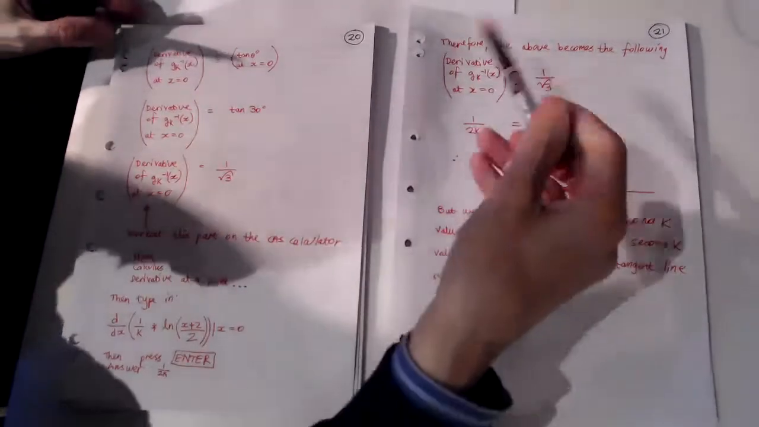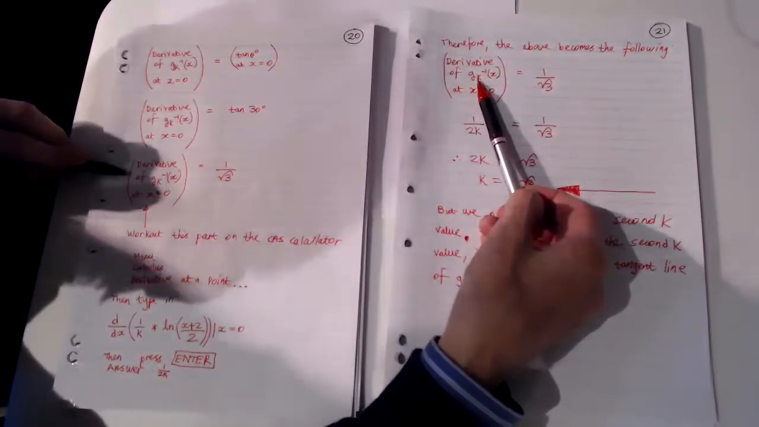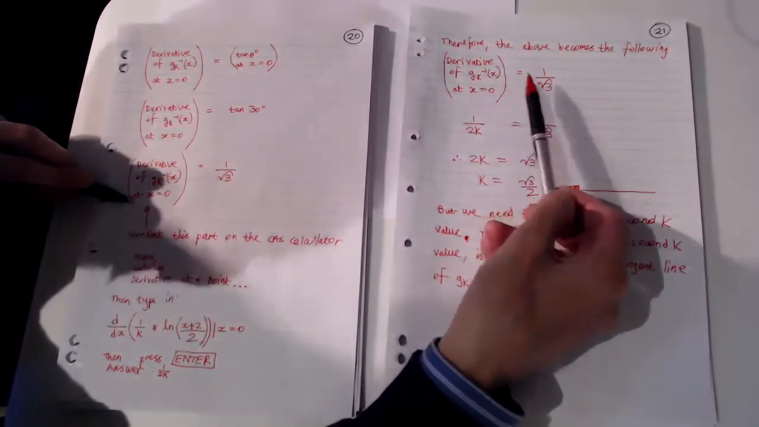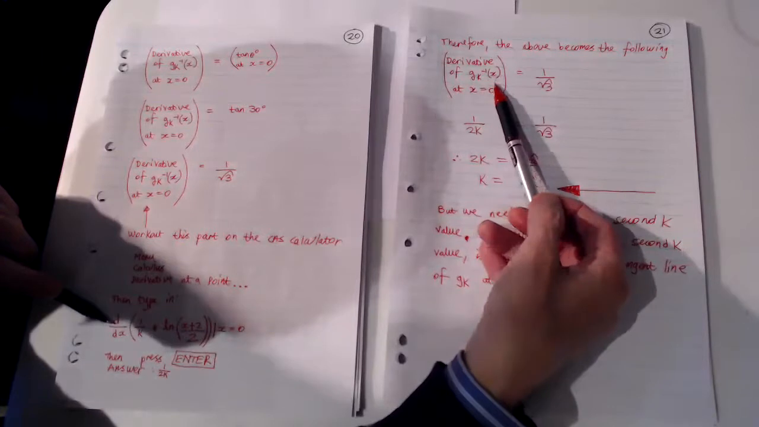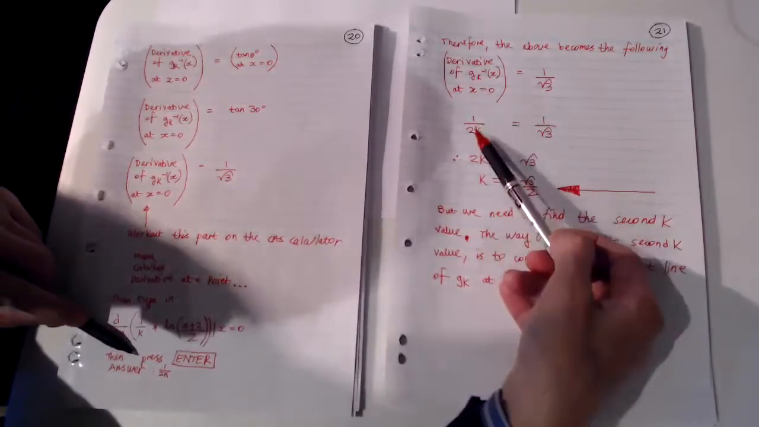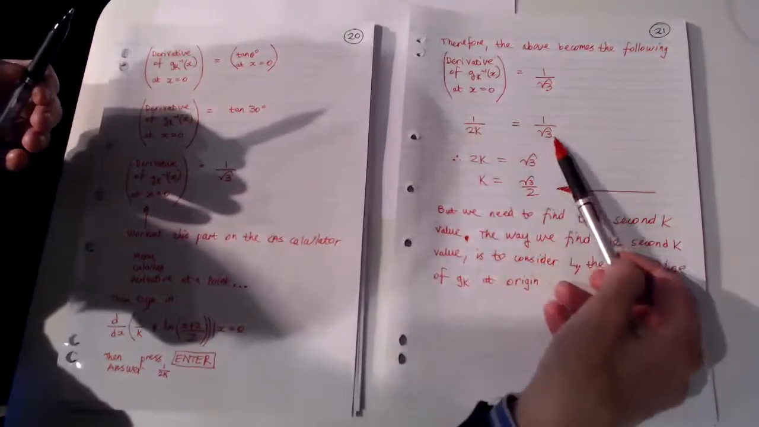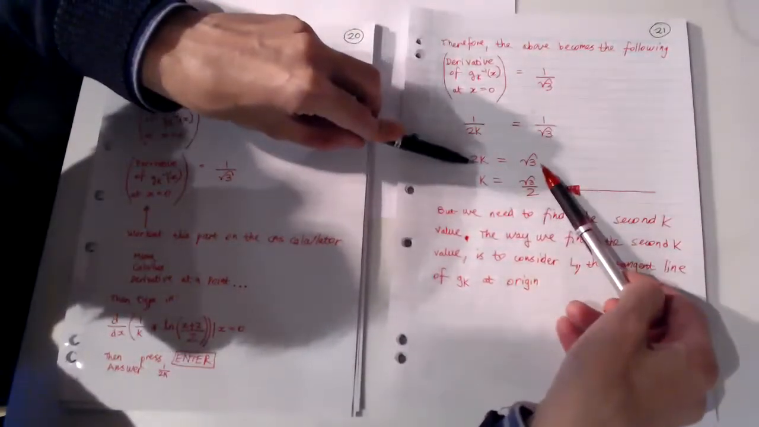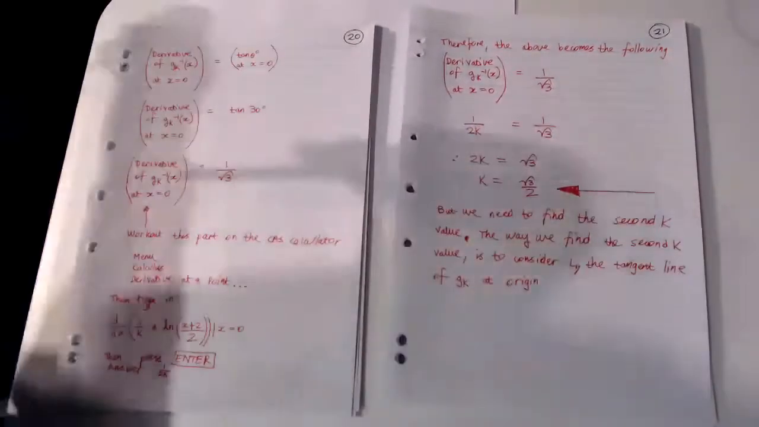And therefore, the above becomes the following. The derivative of inverse function g_k at x equals 0 is equal to 1 on root 3. We just worked out on the CAS calculator that the derivative of g_k inverse function at x equals 0 is 1 on 2k, which is equal to 1 on root 3. And then you can match up the two fractions, and it comes out to 2k equals root 3. Get k by itself, root 3 on 2. So k equals root 3 on 2. So we found one k value.